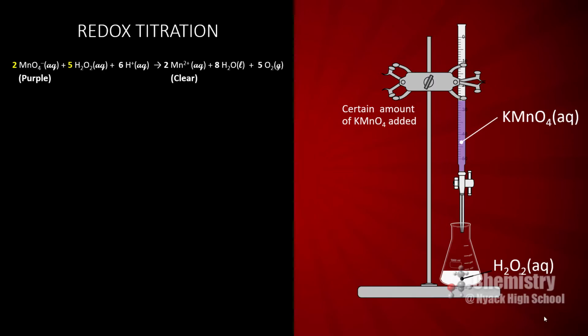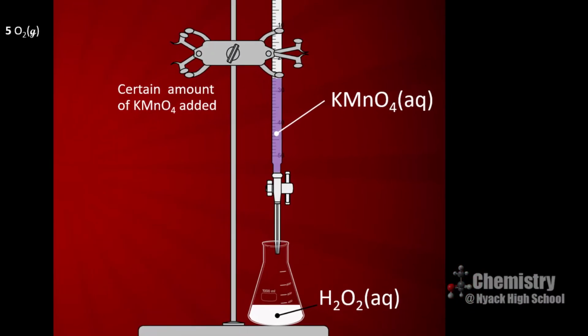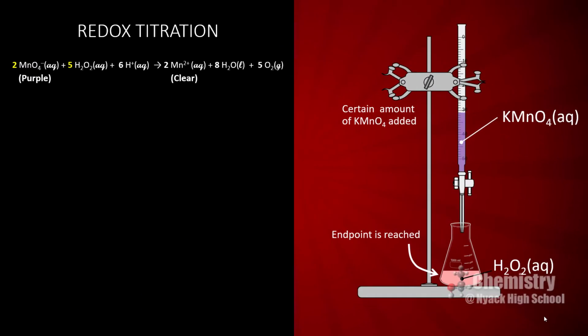So here's our redox titration setup. We will fill a burette with our solution of potassium permanganate. The concentration is 0.0757 molar. And we will add it to our solution of hydrogen peroxide that will be placed in an Erlenmeyer flask. We'll continue adding the potassium permanganate solution until the solution turns pink, in which case the endpoint of the titration has been reached.